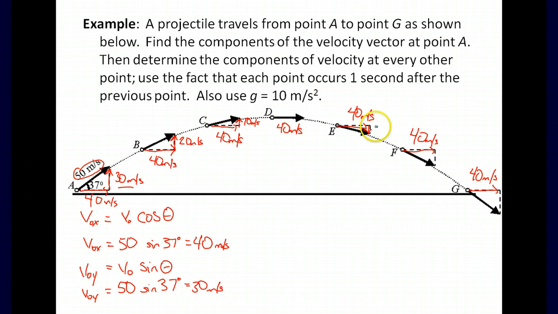Then we're going to see the opposite start to happen. We're going to get a 10, and we could consider this a negative 10 meters per second. Negative 20 meters per second here. And finally down here, I'll write it over here to the side, negative 30 meters per second.